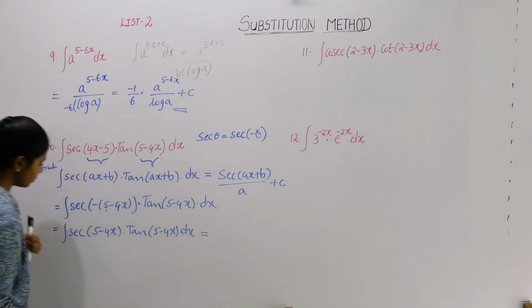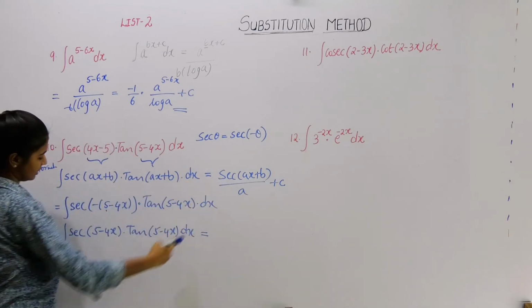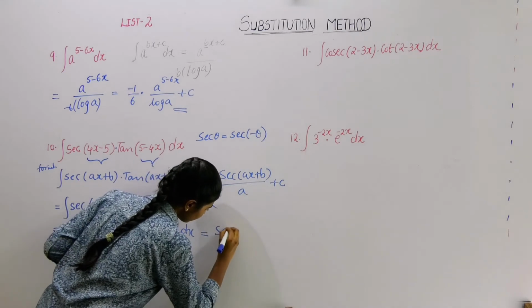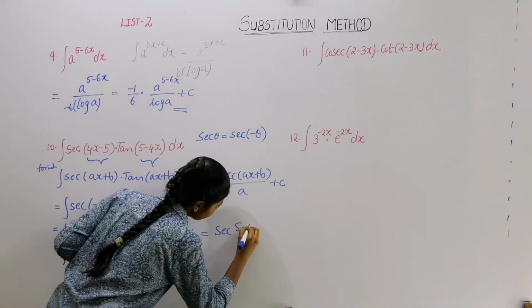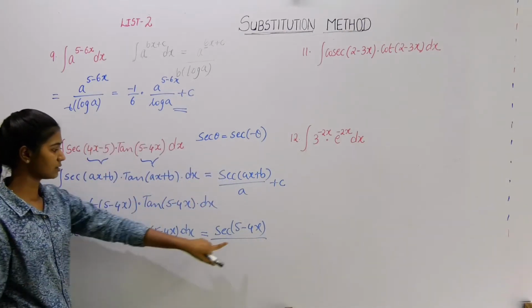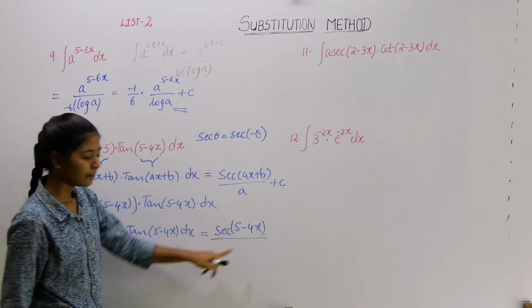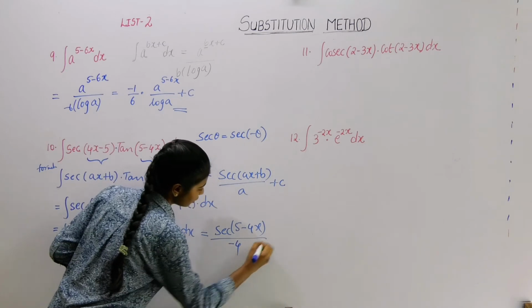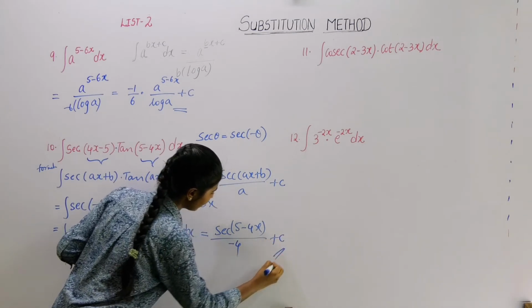It is equals to, we substitute this formula here. It is secant of 5 minus 4x, and in the denominator, what is the coefficient of x? It is minus 4. We write it in the denominator plus c. This is the final answer.